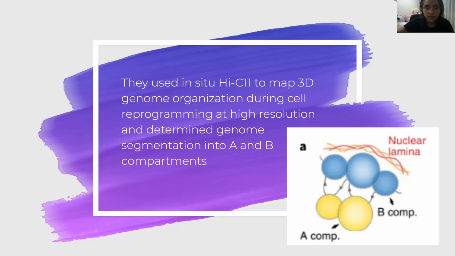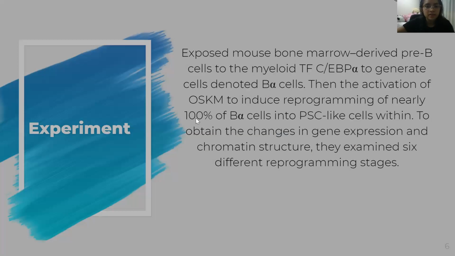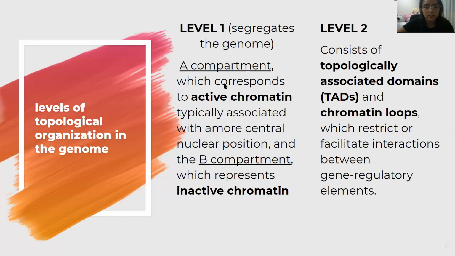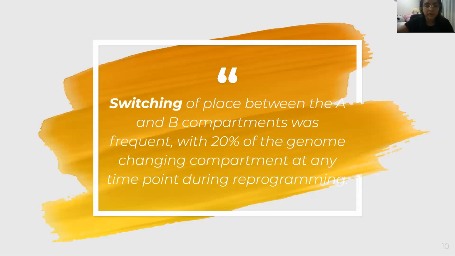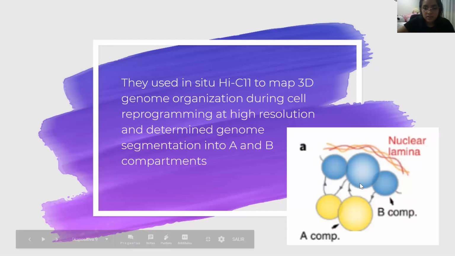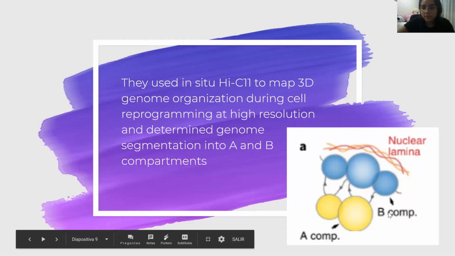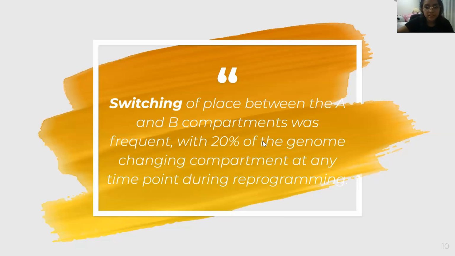As I said before, the second level is divided in compartments, the A and the B compartment, and this is important because in the reprogramming they will switch. So this is the B compartment and the A compartment. They switch frequently in the reprogramming of the cells. So 20% of the genome changes compartment at any time point during the reprogramming.